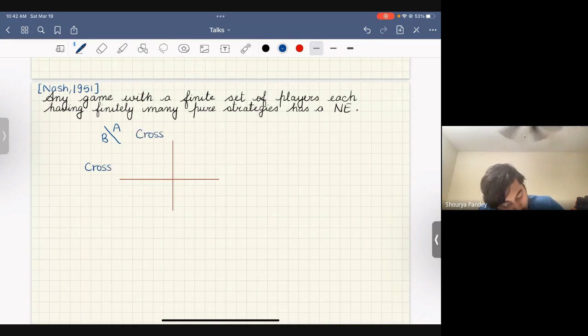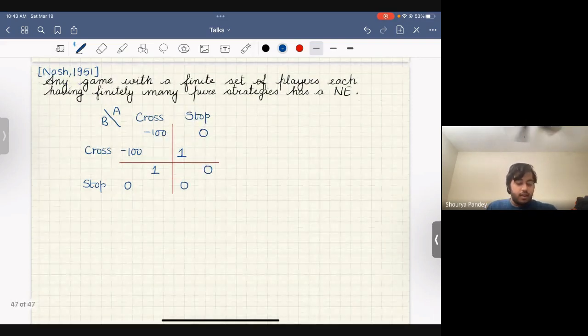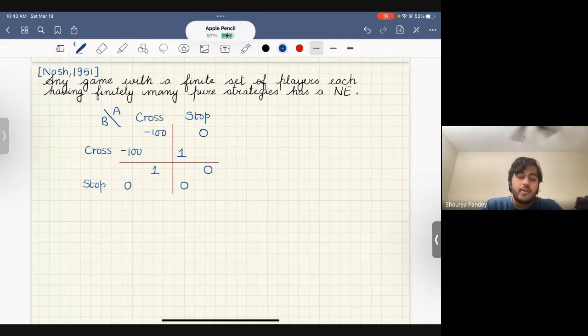So if they both cross, then they get a utility of minus 100 each. But if one of them stops and the other crosses, then the one who crosses gets a utility of 1, and the one who doesn't cross gets a utility of 0. If none of them cross, then both have utility of 0. Can you tell me the Nash equilibria here? There might be multiple.